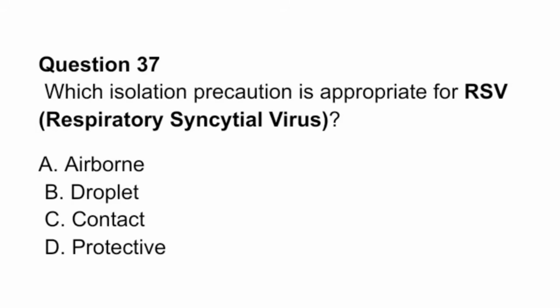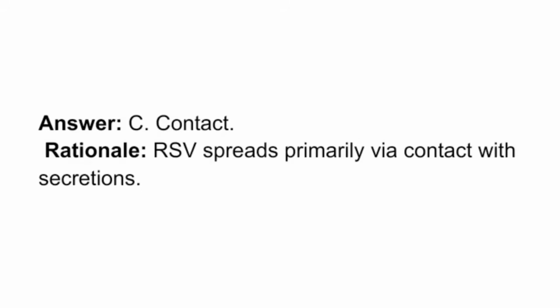Question 37. Which isolation precaution is appropriate for RSV, respiratory syncytial virus? A. Airborne. B. Droplet. C. Contact. D. Protective. Answer: C. Contact. Rationale: RSV spreads primarily via contact with secretions.